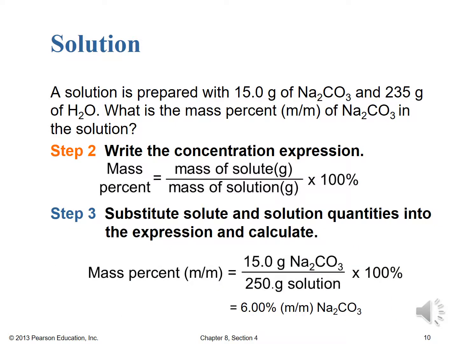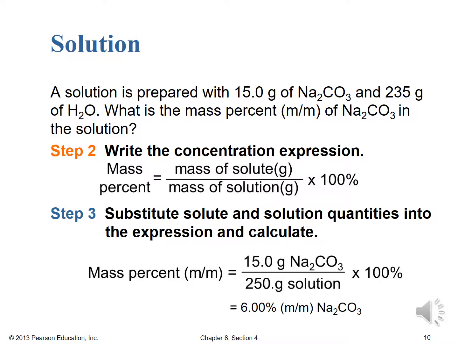Okay, so hopefully step 1 went well. Now we're on to step 2, where we write the concentration expression. Since we're dealing in this example with mass percent, our expression is mass percent equals mass of solute in grams divided by mass of solution in grams times 100% to make it a percentage.